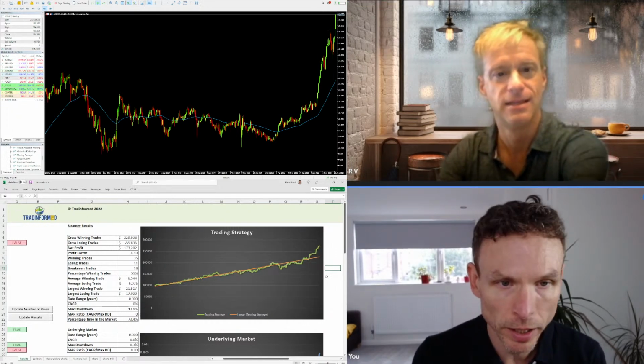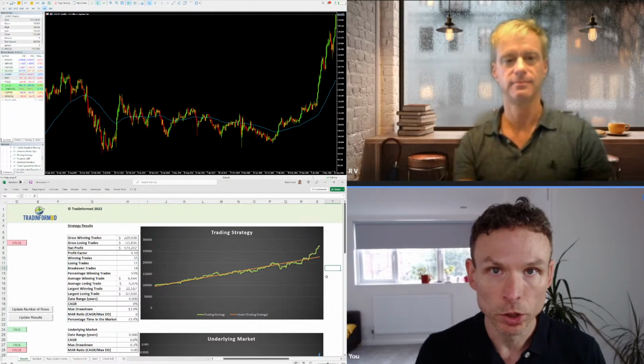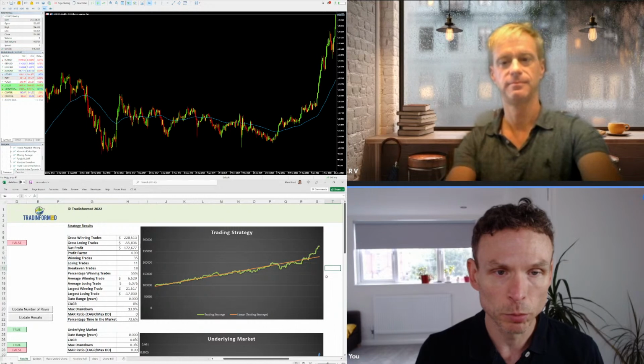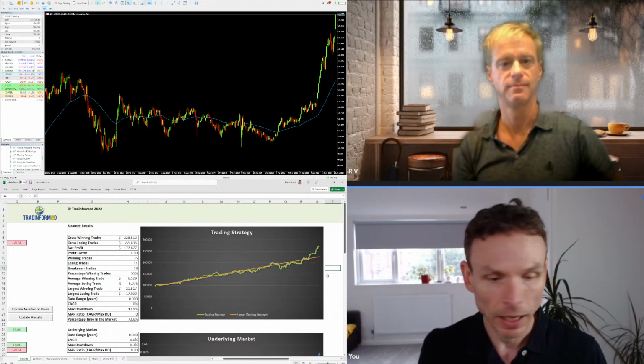We're only taking long trades. This is our demonstration model. So in the future, there will be short trades as well. There's absolutely no reason why it can't trade short, but we're just demonstrating today. Any thoughts about that, Ren?